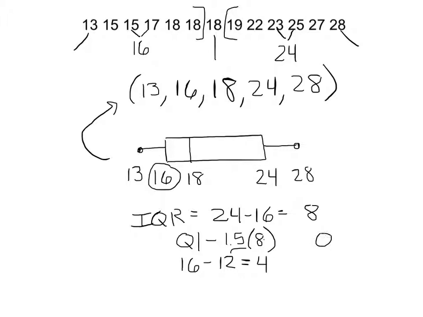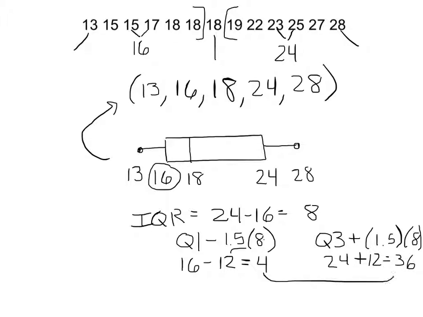I'm going to do the same thing up top with the third quartile, except I'm going to add the 1.5 times the interquartile. So I'm going to take the 24, I'm going to add 12, and I'm going to get 36. This 4 to 36 is basically what we're going to say is our, quote, acceptable region. And that's a gray area there. What we're saying is any data that falls between 4 and 36 is not considered an outlier. Anything outside of that would be.